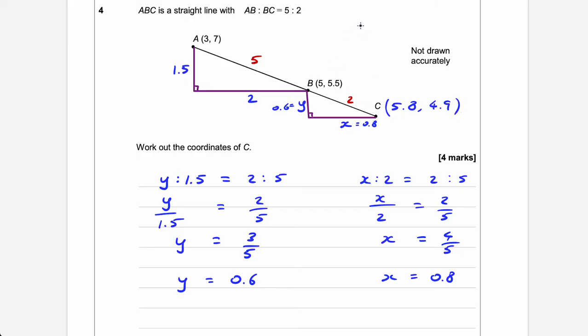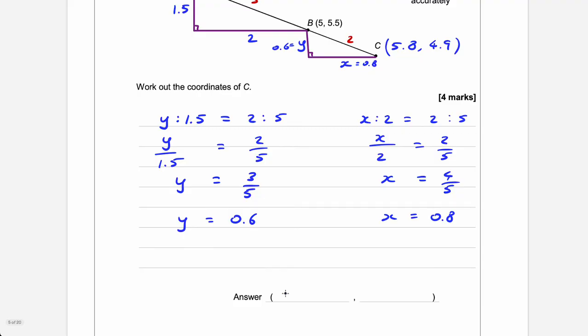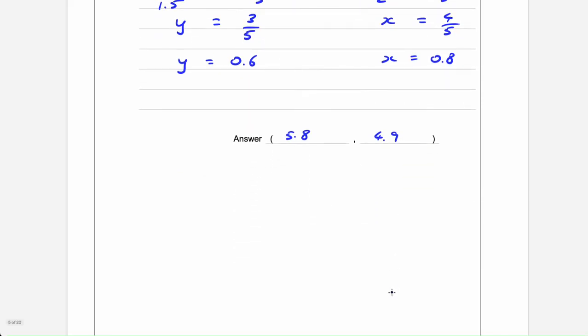So let me just write here exactly what I did there, guys. I wrote 5 plus 0.8 gives me 5.8. And I did 5.5 minus, because remember, guys, I'm going down, minus 0.6 is 4.9. So the answer is 5.8, 4.9. And then obviously, write it here, 5.8, 4.9.